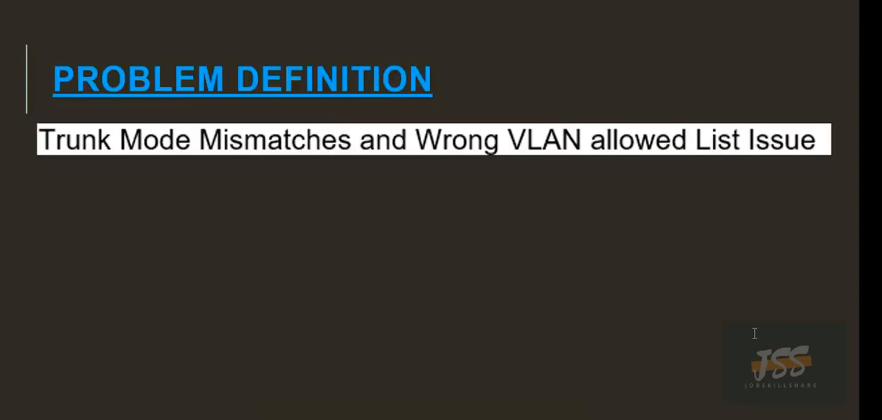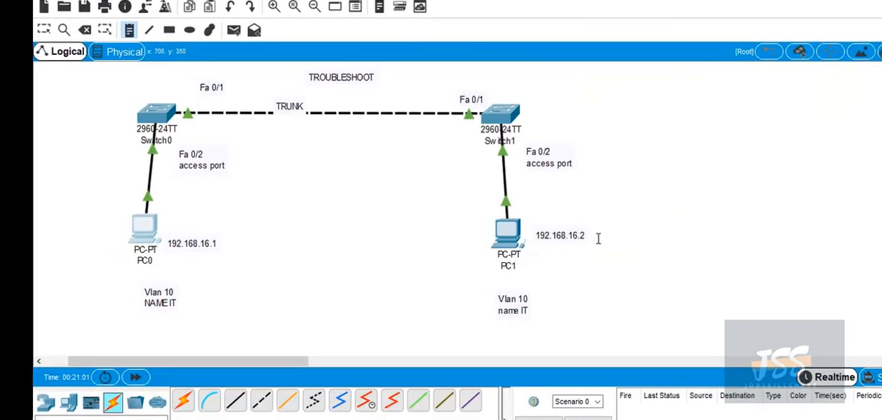So we will build a topology, and we will show you the problem and how to resolve trunk mode mismatches and wrong VLAN allowed issues on the switches. So we have two switches over here, switch 0 and switch 1. It has a trunk port between them.